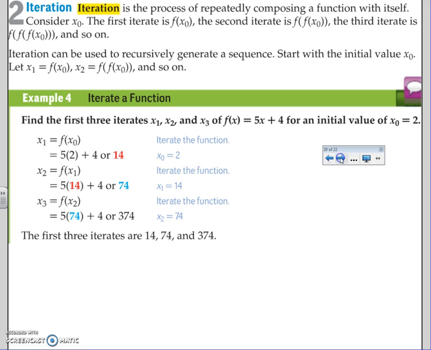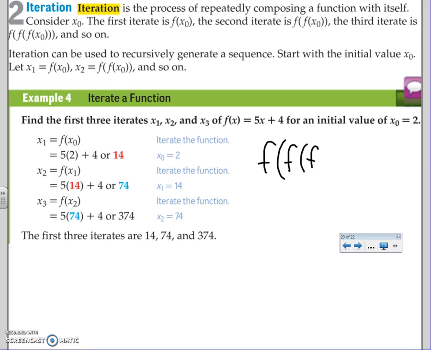Alright. Iteration is a process of repeatedly composing a function with itself. So we've done compositions before. If you just keep composing, you'll get recursion, because the answer of one gets plugged into itself, then that answer gets plugged into itself. So here's a quick example. Find the first 3 iterates, x1, x2, x3, of f(x) equals 5x plus 4 for x sub 0 equals 2. They're trying to find f of 2. Alright. Well, f of 2 they found right there is 14.